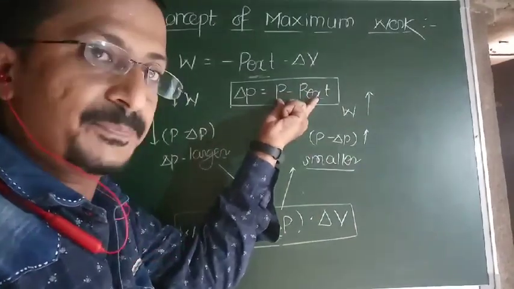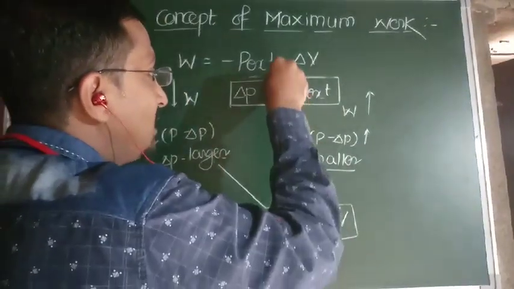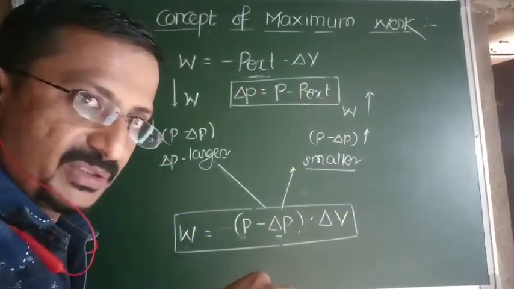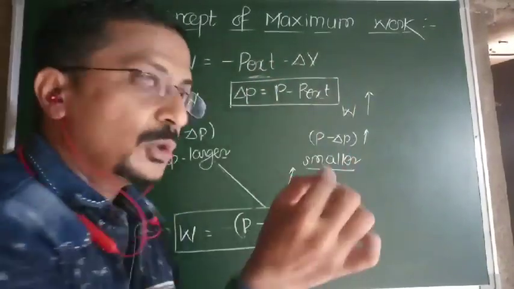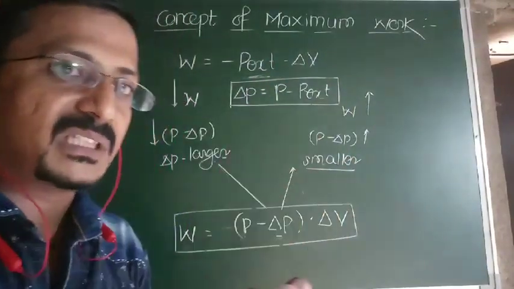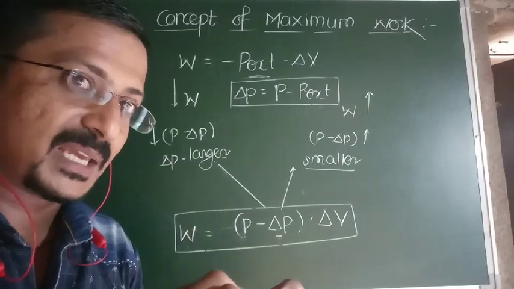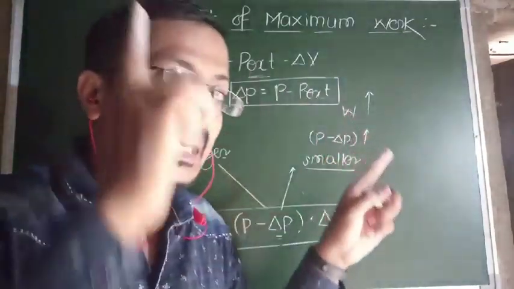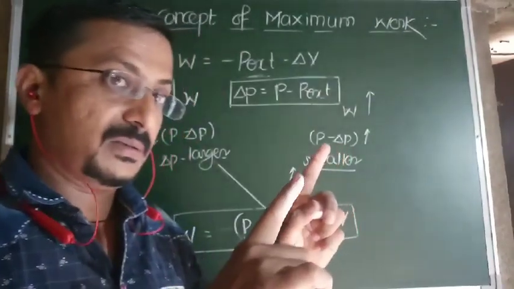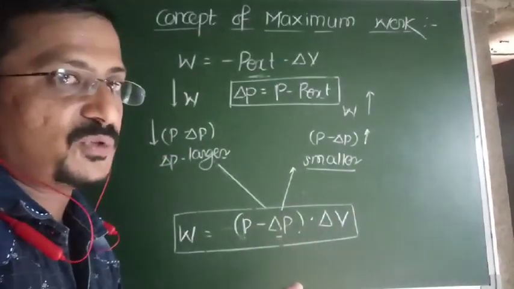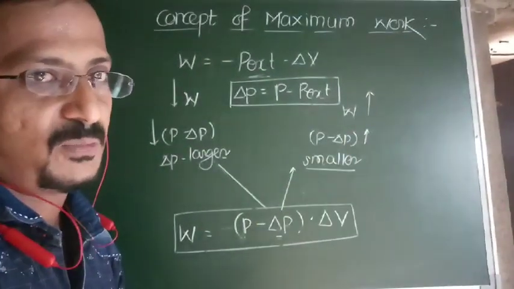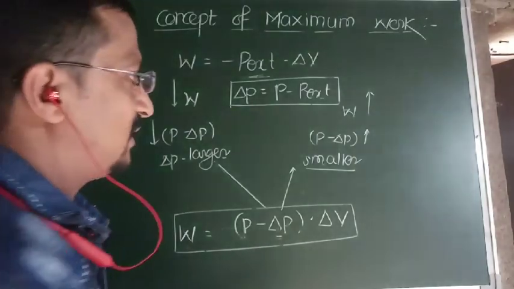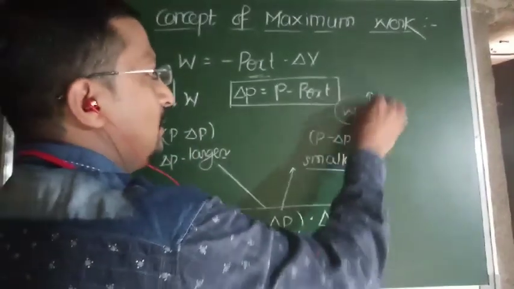मग डिफरन्स कमी कधी येणार? ज्या वेळेला आतमध्ये असणाऱ्या गॅसचा प्रेशर आणि एक्सटर्नल प्रेशर ह्यांच्या दोघांचा मधला डिफरन्स अगदी कमीत कमी असेल. कमीत कमी म्हणजेच काय केस आला? अपोजिंग फोर्स मस्ट बी ग्रेटर दॅन ड्रायव्हिंग फोर्स. ड्रायव्हिंग फोर्स मस्ट बी ग्रेटर दॅन अपोजिंग फोर्स बाय इन्फिनिटेसिमली स्मॉल अमाऊंट. दॅट्स वाय द वर्क ऑब्टेन्ड विल बी मॅक्सिमम.